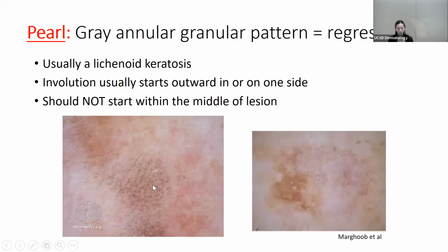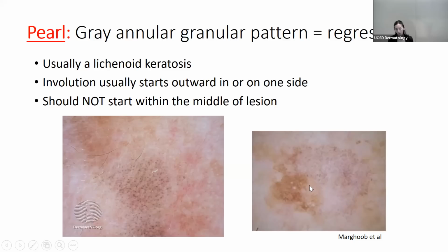It's all these gray dots, and the dots are just scattered around follicular openings, so that gives it this annular appearance. Again, usually you see this with a lichenoid keratosis. Now, a clue here is that if a lesion is involuting, like a seborrheic keratosis that's undergoing regression, it should start from the outside and go in towards the middle, or it should start from one side and go to the other. And you can see that here.